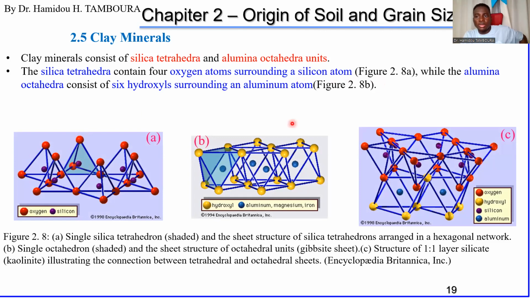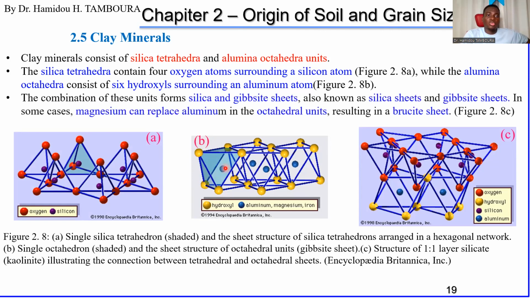On the other hand, the aluminum octahedral one consists of 6 hydroxyls surrounding 1 atom of aluminum. This is shown like this. This one is 1 atom of aluminum. I think 1, 2, 3, 4, 5, maybe this one makes it 6 normally. And in the middle we have 1 atom of aluminum.